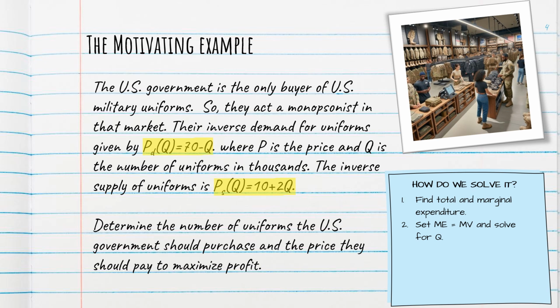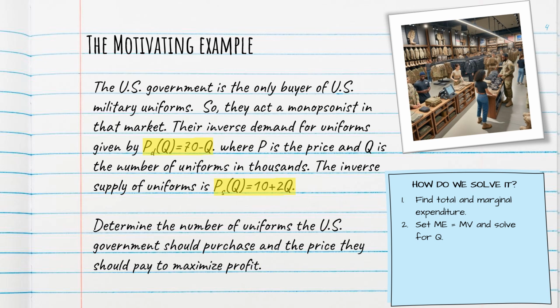I think the difficulty in solving a monopsony question is the use of different jargon. When I say marginal value, I'm actually just talking about the inverse demand curve, which maps out the willingness to pay of the US government for each unit. And the marginal expenditure is computed from the supply curve because the supply curve tells us how much the government would need to pay for each unit.